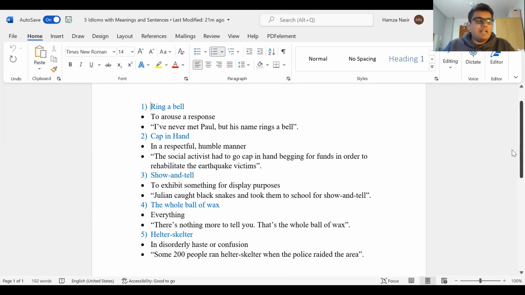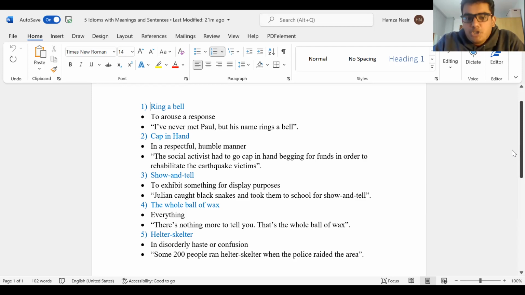Number 2, cap in hand, right? It's like you take off your cap like this. It's a gesture of respect. It's a gesture of courtesy. Cap in hand means in a respectful and humble manner. The social activist had to go cap in hand, begging for funds in order to rehabilitate the earthquake victims.